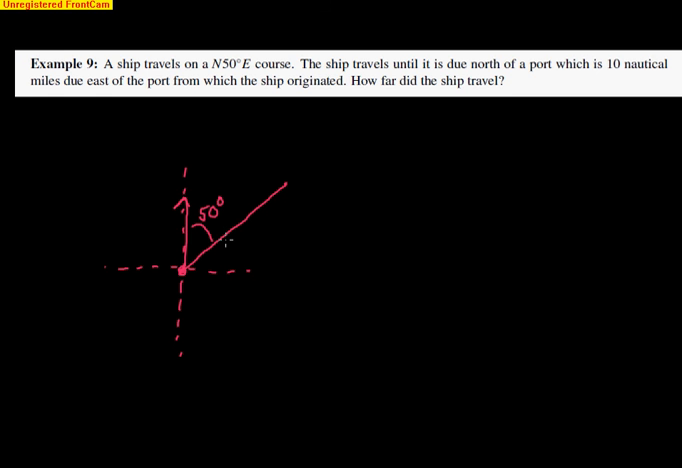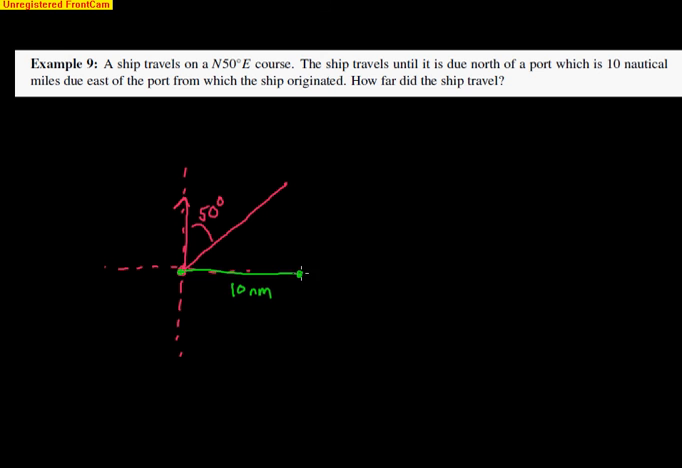And the ship travels until it is due north of a port which is 10 nautical miles due east of the port from which it originated. So here's the port from which I originated, right here at the center. And it says it was 10 nautical miles due east of that port. So here I am, and I'm going 10 nautical miles, and due east obviously means straight east.